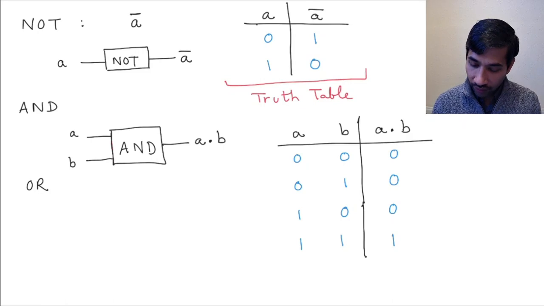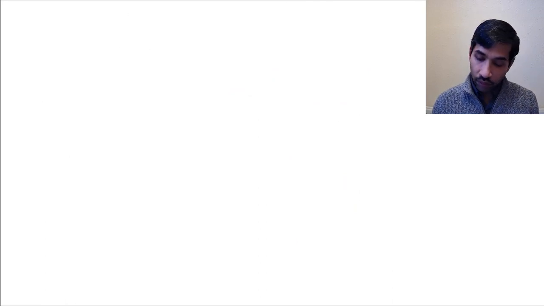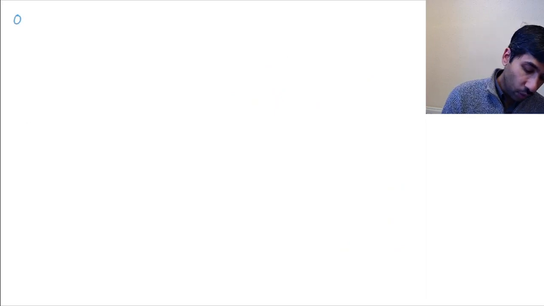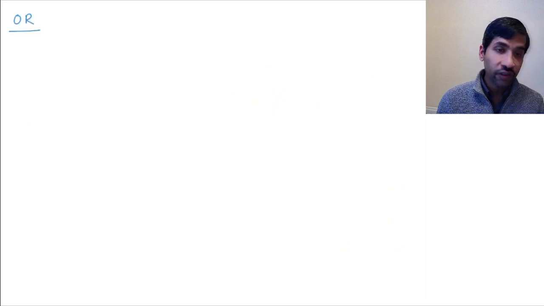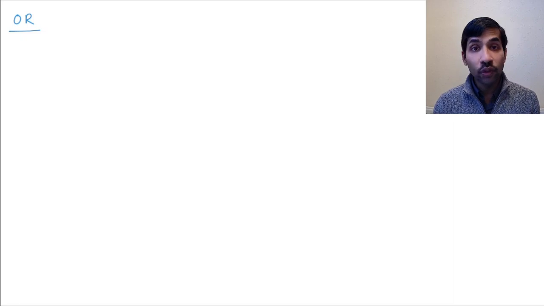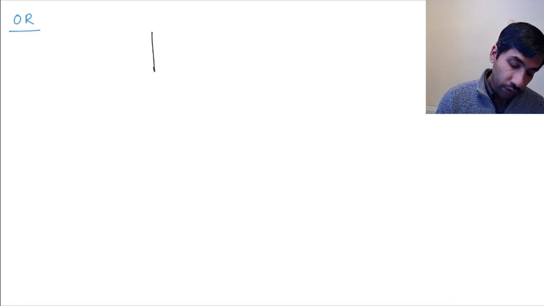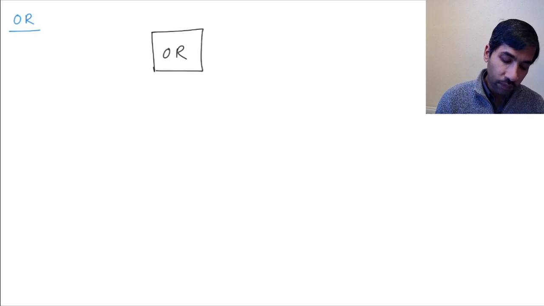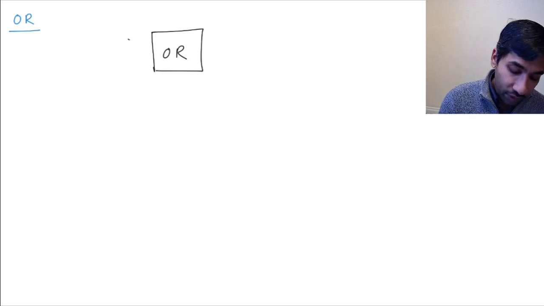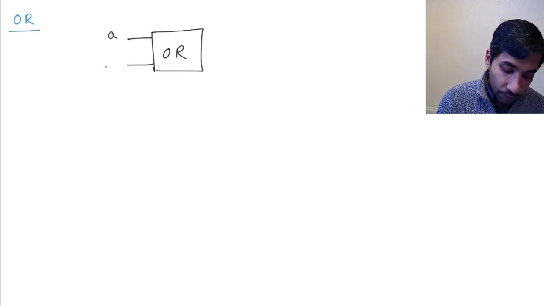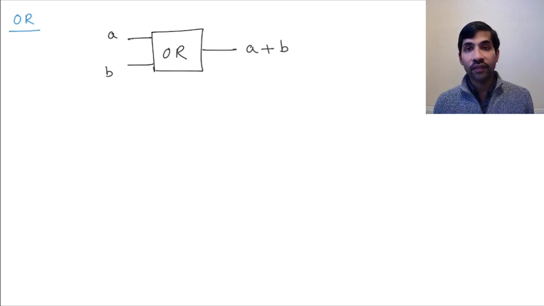Okay, let's look at the OR operation, and I'll move to a newer page so that we can look at this operation. How does an OR operation work? Again, an OR operation, similar to an AND gate, is a two input operation. If you have an OR operation, you have two inputs A and B, and the output is A or B. This addition symbol represents the OR operation.